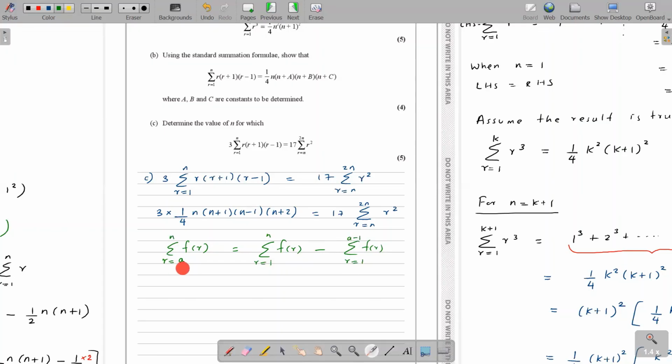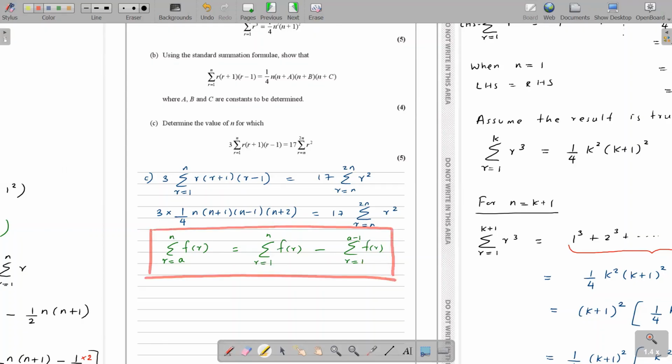So here we do not start from 1. We start with some other figures. In this case, we take the summation from the first term to the nth term and then subtract from the first term to a minus 1. So when you subtract from 1 to a minus 1, the terms from a to n will remain. So this is the formula that I'm going to use.